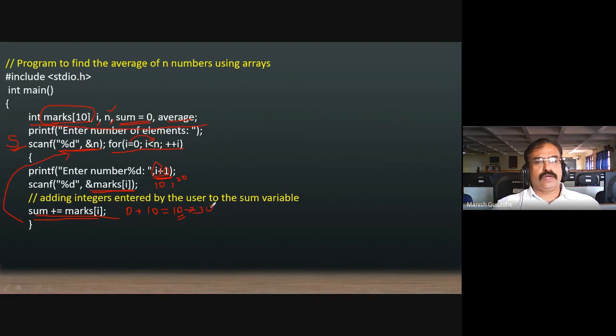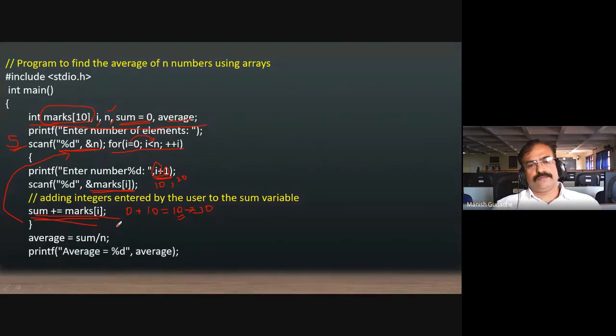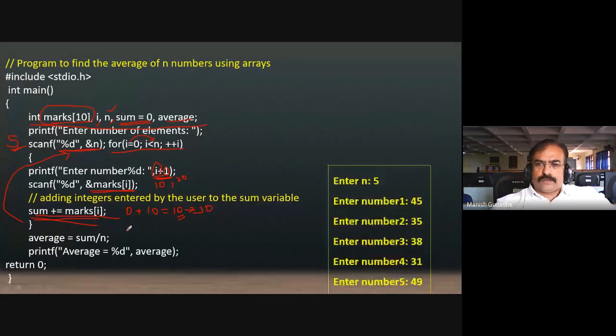Similarly, you are going to add all the 5 elements. Once you get the final sum of it, it can be divided by the number of elements and you get the average of it. This is the way you can do it. So this will be a kind of output.